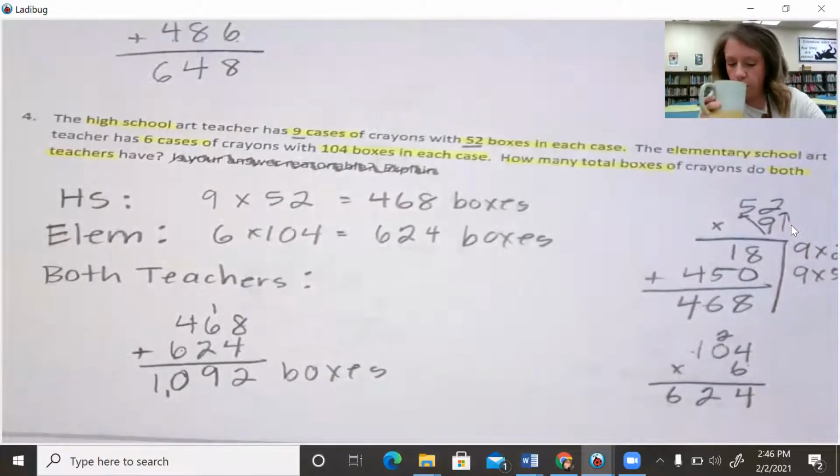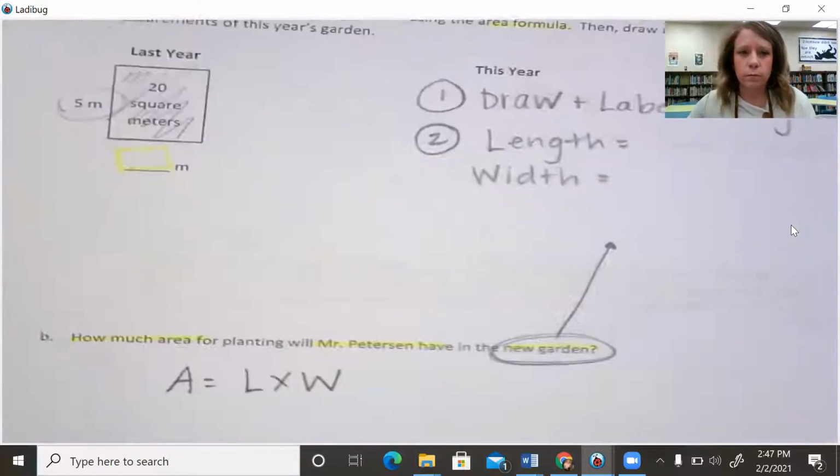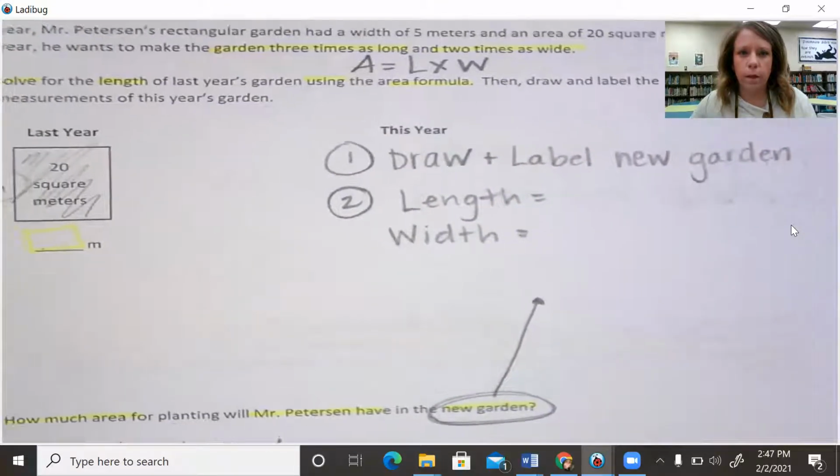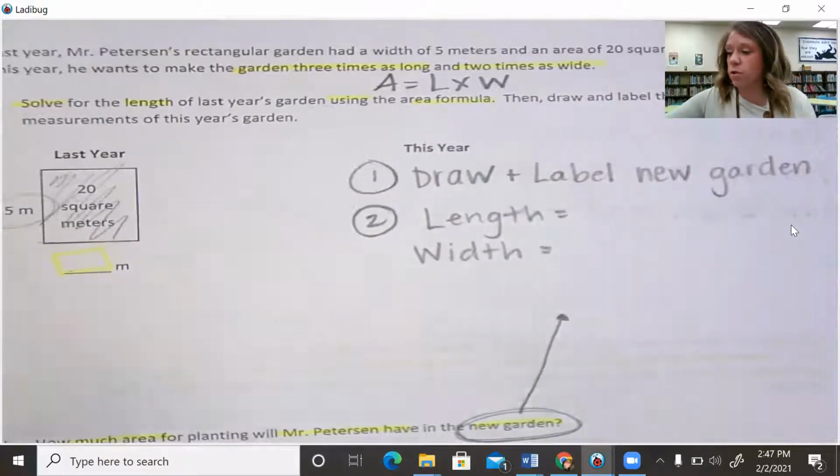All right, we're going to keep on moving. Number 5. All right, now we have probably some pictures we need to draw.